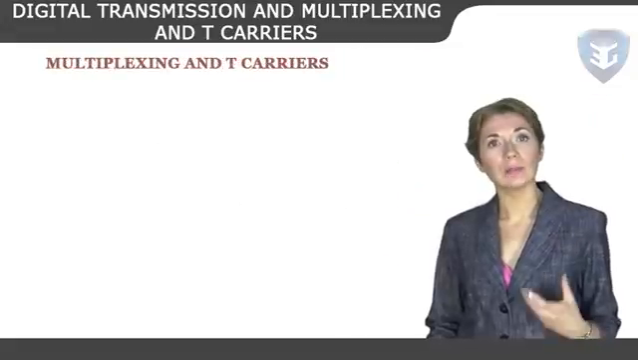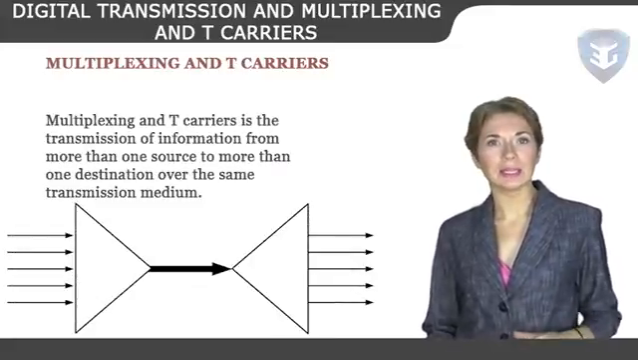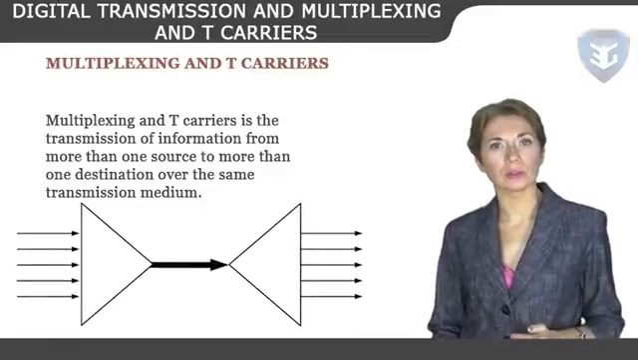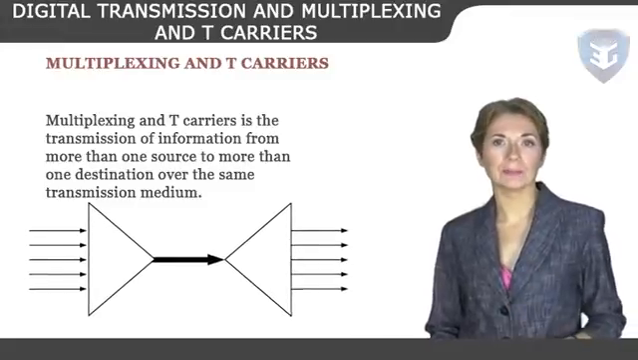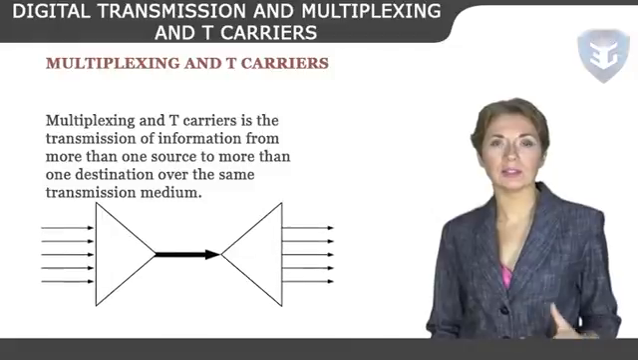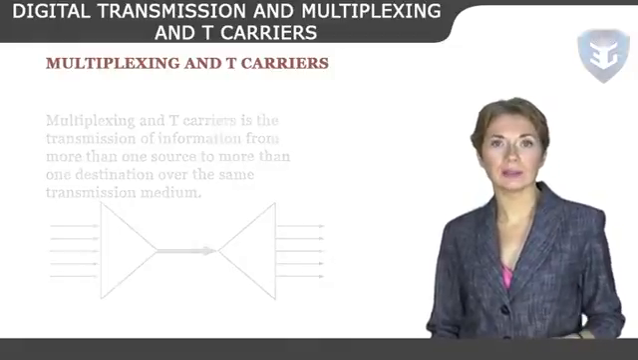Let's now talk about multiplexing and T-carriers. Multiplexing in T-carriers is the transmission of information from more than one source to more than one destination over the same transmission medium. Multiplexing is accomplished in various domains such as space, time, phase, frequency, and wavelength.